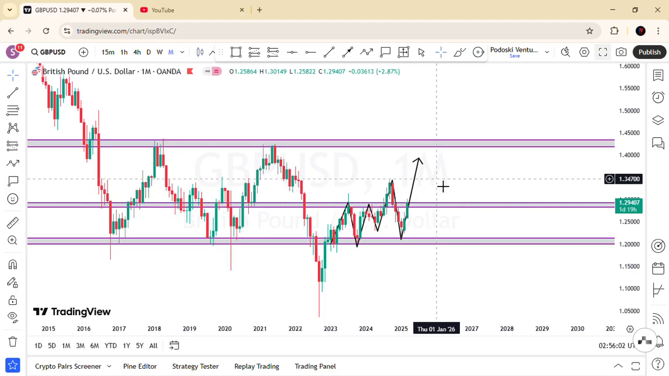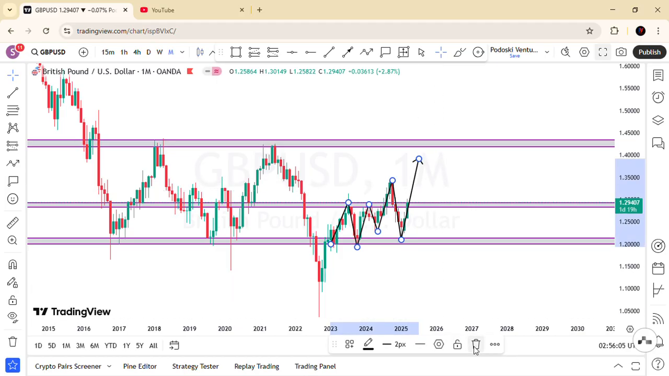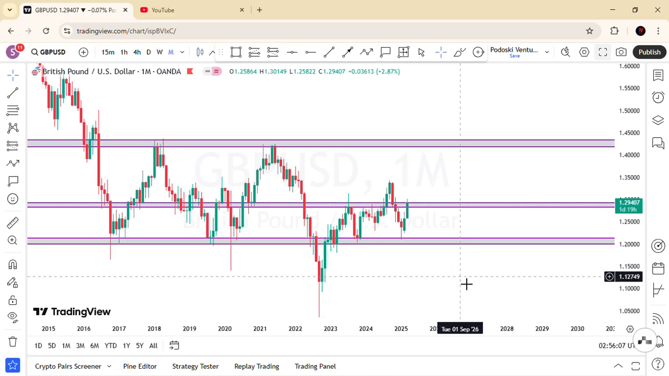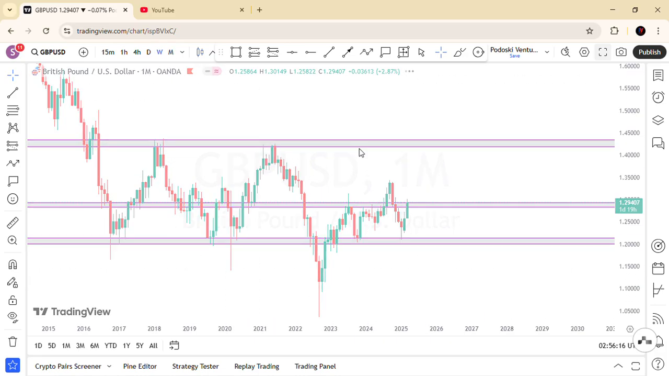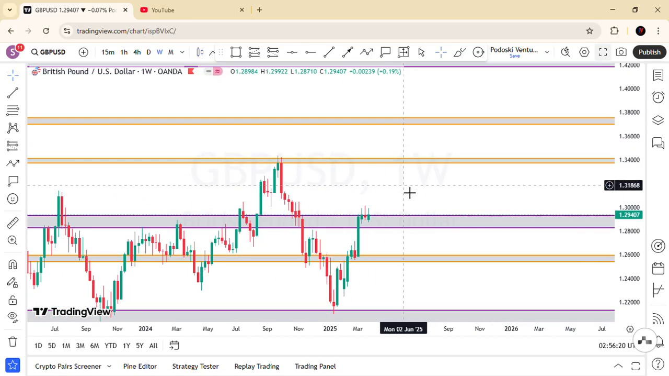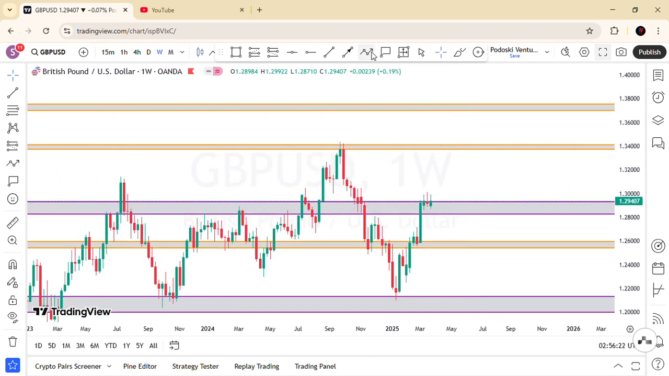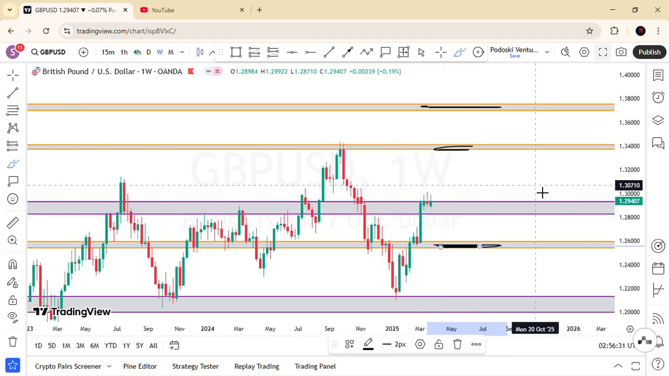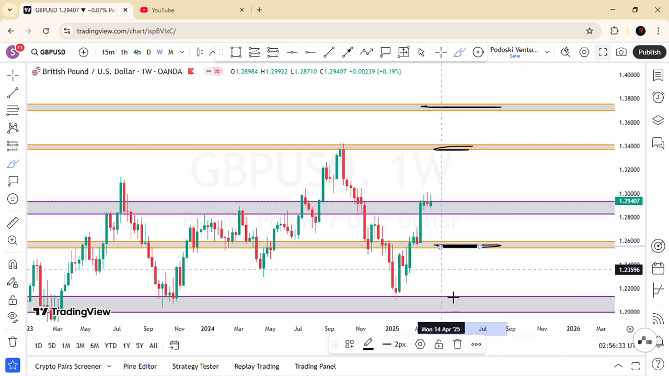So let's go to the weekly time frame, to the daily, then we go to the 4 hour and look for our entry, or pick an entry from the 4 hour. But first, let's go to the weekly time frame to see what price is doing. Here on the weekly time frame, I have my weekly supply zone, my weekly middle zone, and my weekly demand zone.